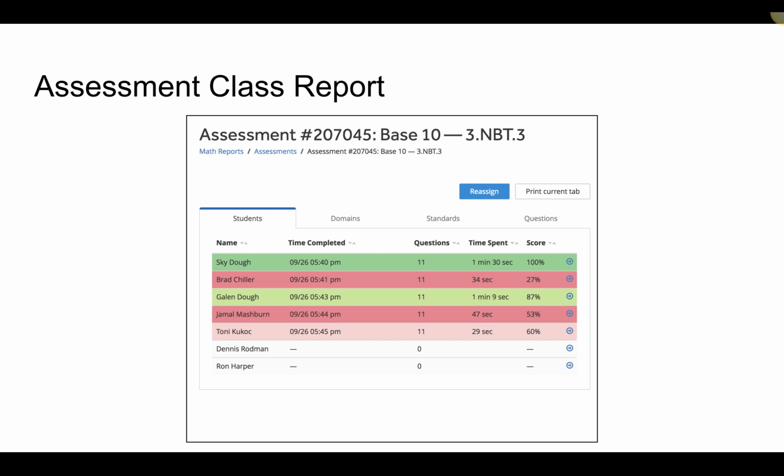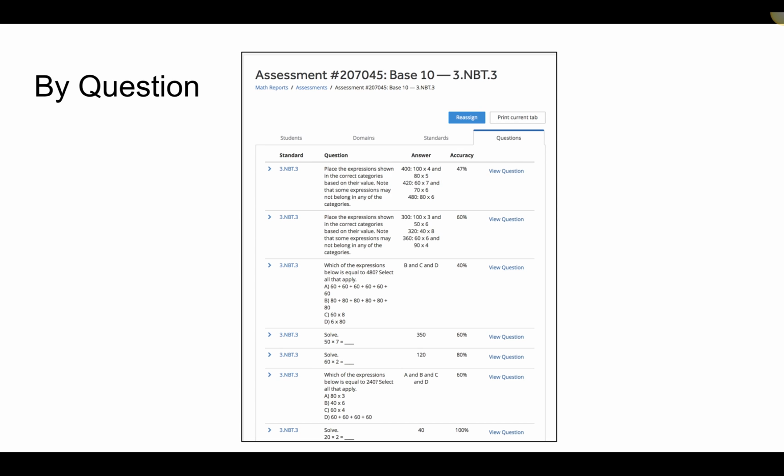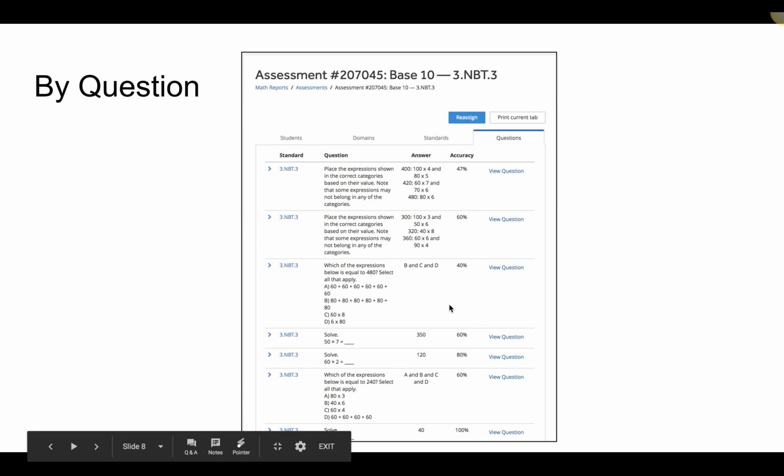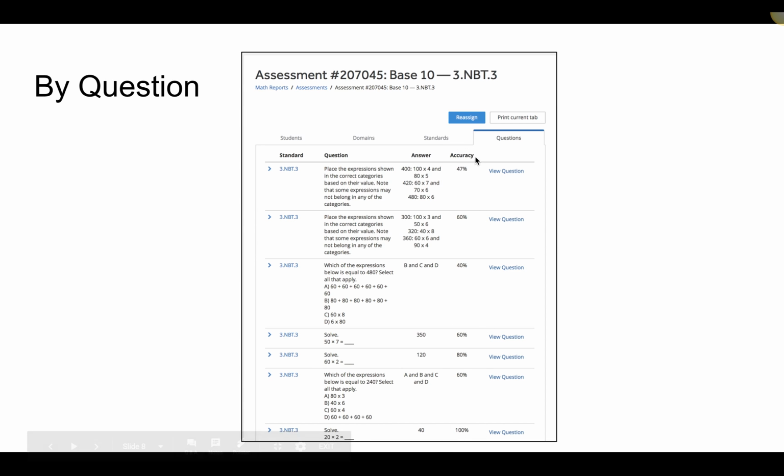But now I can dive into this and get a lot more information. So here's every single question that was on that assessment, and I can see how my whole class did. So I can identify if there were any questions that tripped everybody up, or look for some patterns if there's certain types of questions that are really challenging for my students. So I can really do some item analysis to understand on a question by question level how we did.